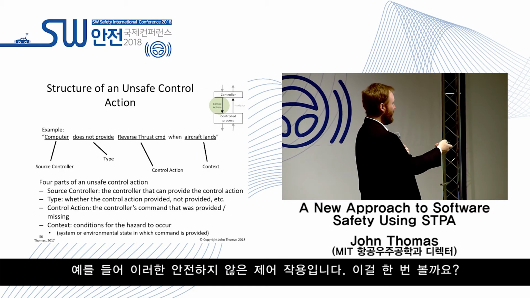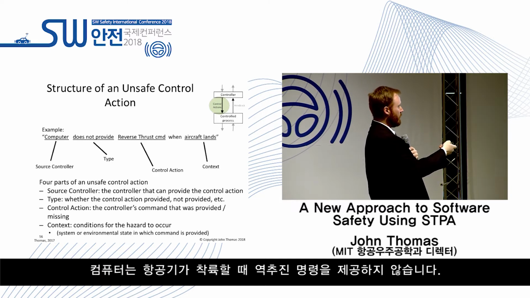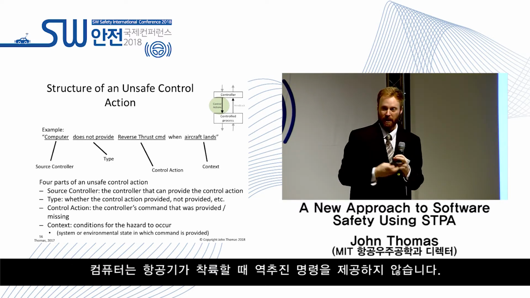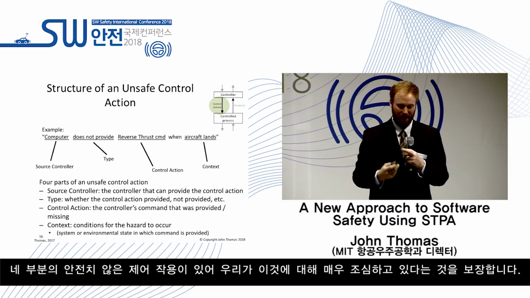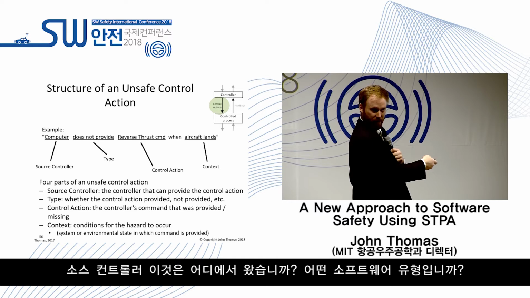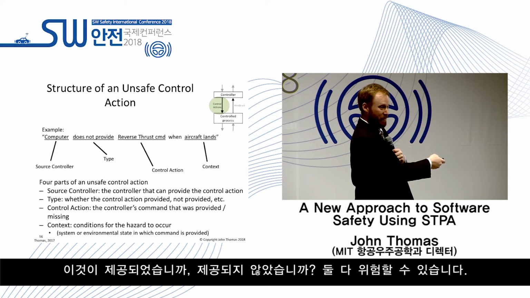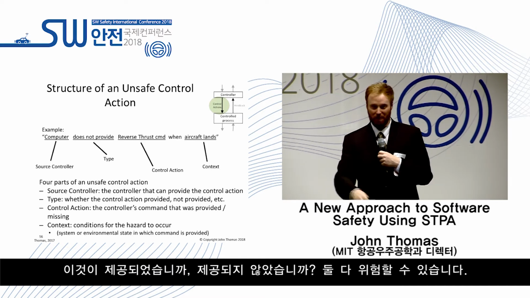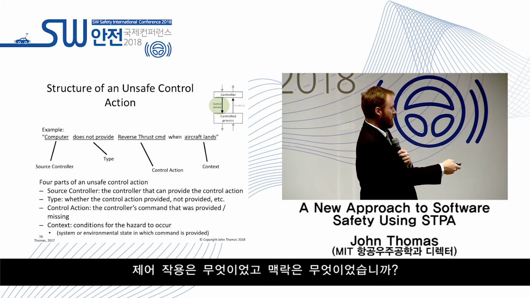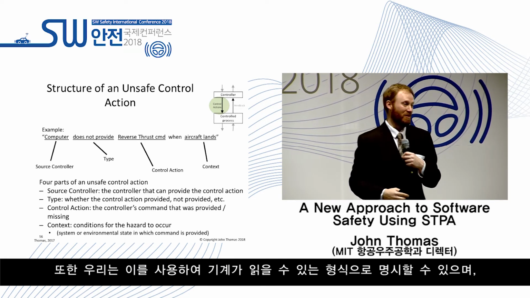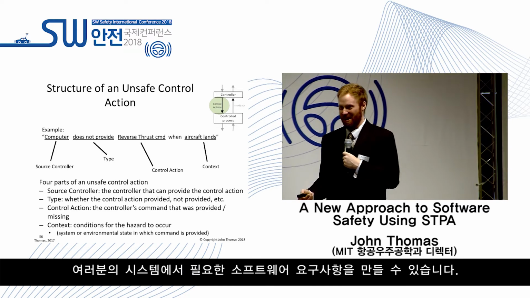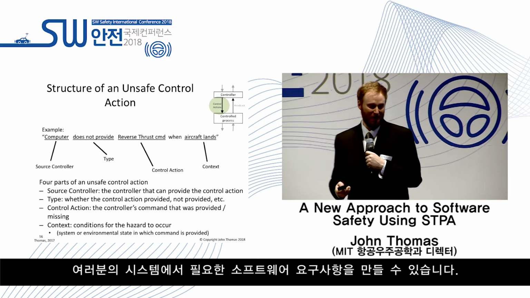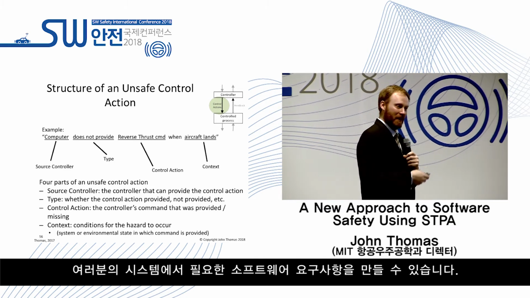For example, these unsafe control actions, let's look at this. Computer does not provide reverse thrust command when aircraft lands. There are 4 parts of an unsafe control action to make sure we're being very careful about this. A source controller, where does it come from? What piece of software? Type, was it provided or not provided? Both can be dangerous. What was the control action and what was the context? And we can use this, specify them in a machine-readable format, and we can generate the necessary software requirements in your system. This is an easy case.